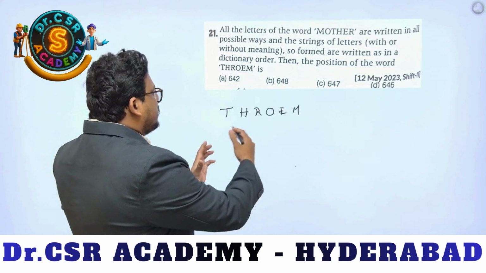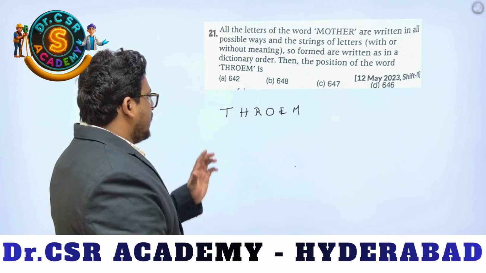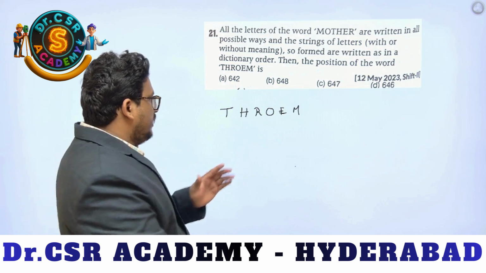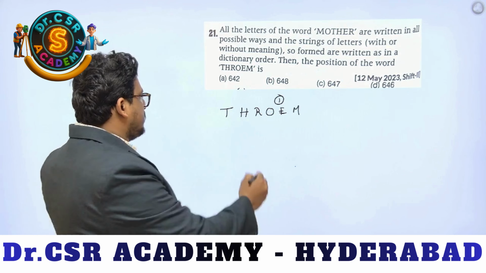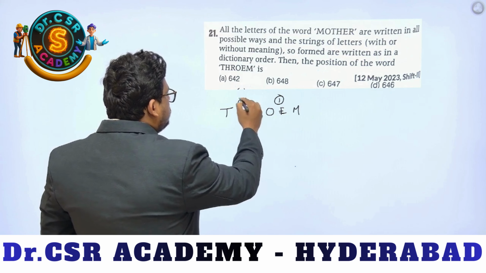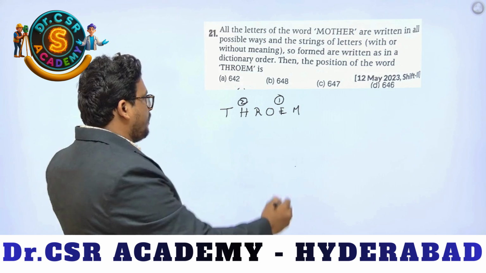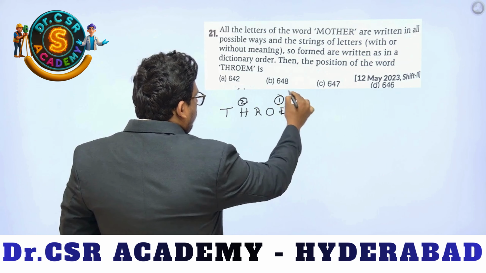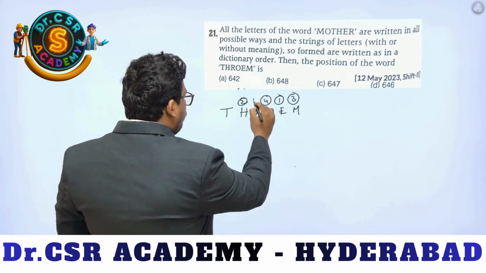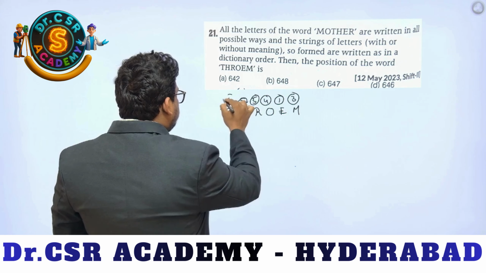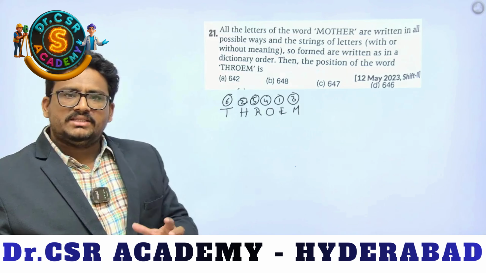So what is the dictionary order? What is the first letter? A, B, C, D, E. E is the first letter. Next F, G, H. H is the second letter. I, J, K, L, M. M is the third letter. O, P, Q, R. R is the fifth letter. And the sixth letter is T.